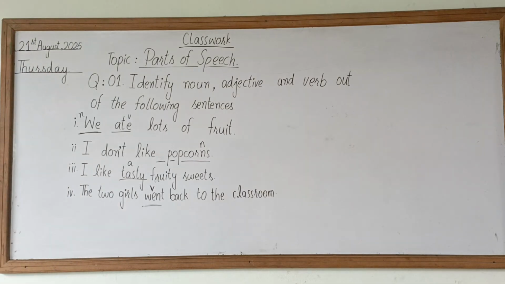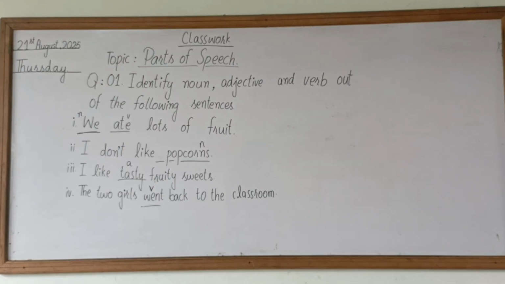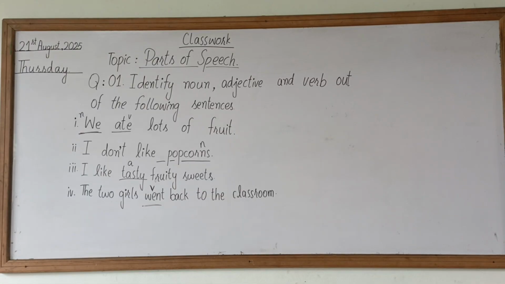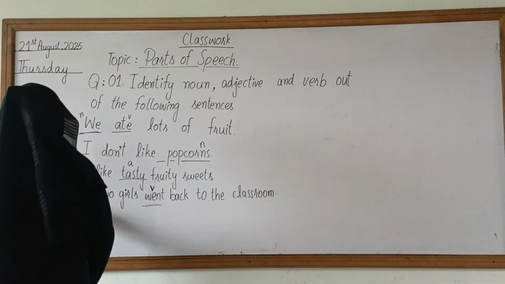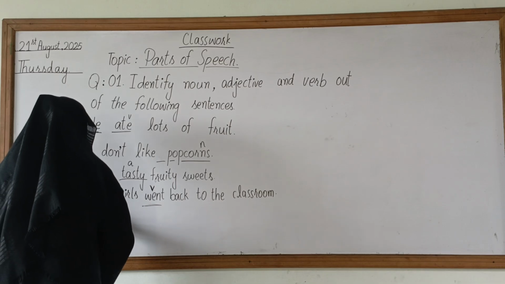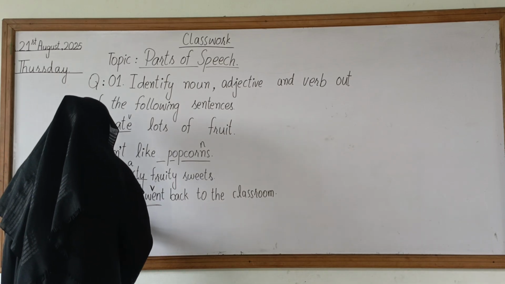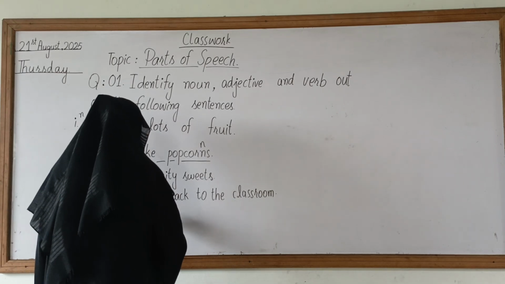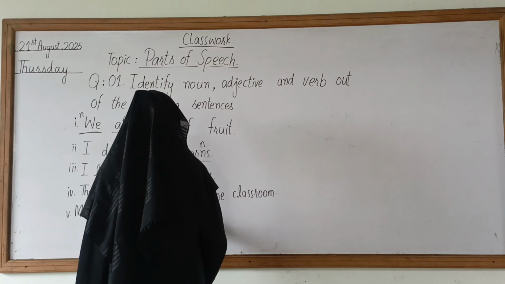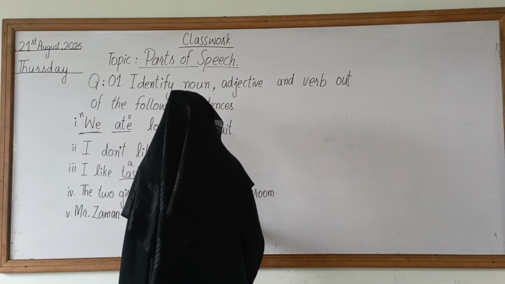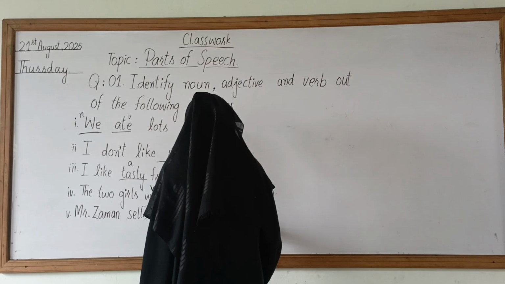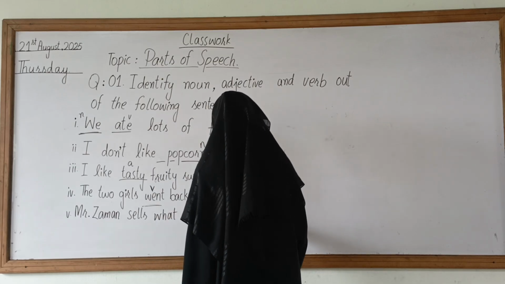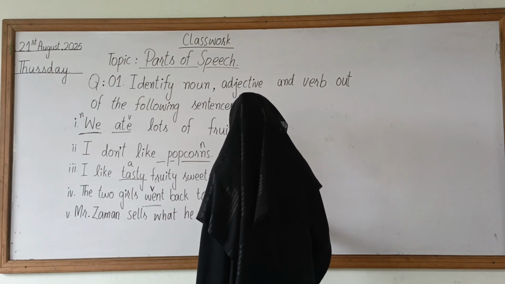Moving on towards the fifth sentence, that is: Mr. Zaman sells what he thinks the children want. Or we can say: Mr. Zaman, sells, what, he thinks, the children, want. Got it?